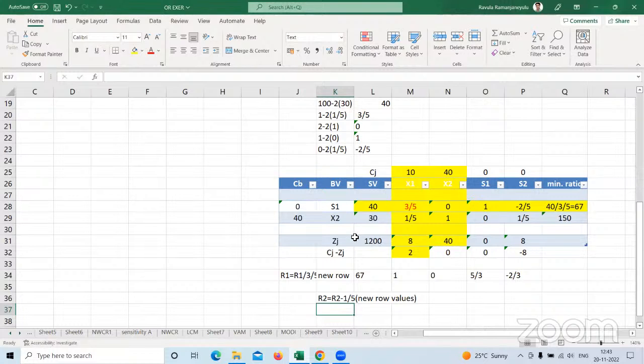So for the second row, we are finding the new values. The old values are these values, 30, 1 by 5 and all these. So first, 30 is the old value, minus 1 by 5 into the new row values. What we got? 66.66. So 67.